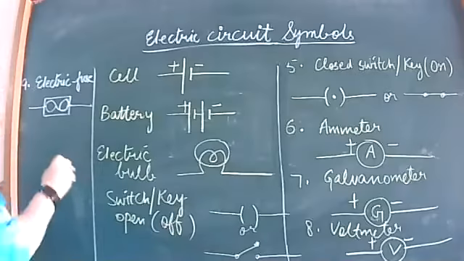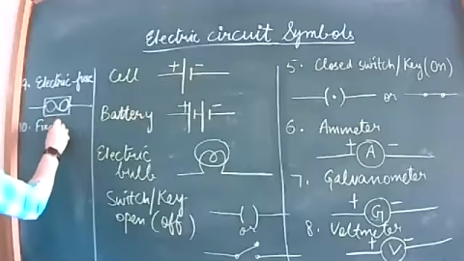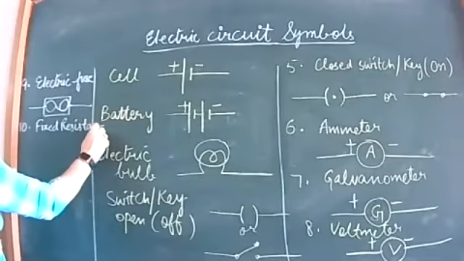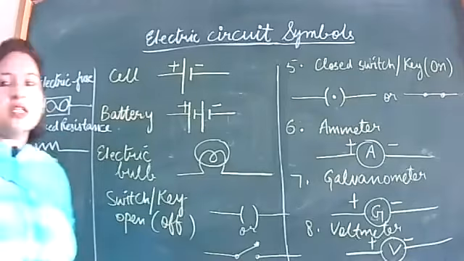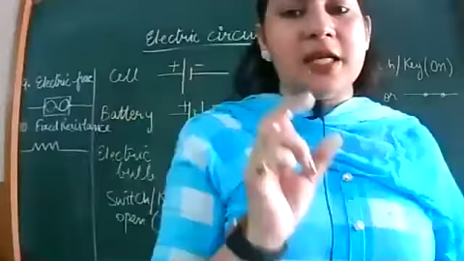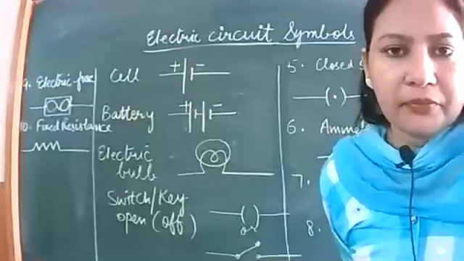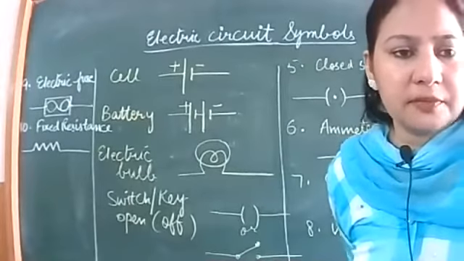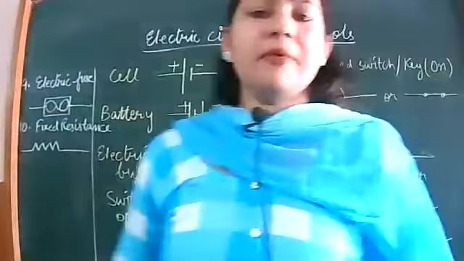Next is fixed resistance. This is the symbol of a fixed resistance. Later on we will be defining what resistance is. We put a resistor in circuits to control the current, right? It may be variable also, variable resistance.